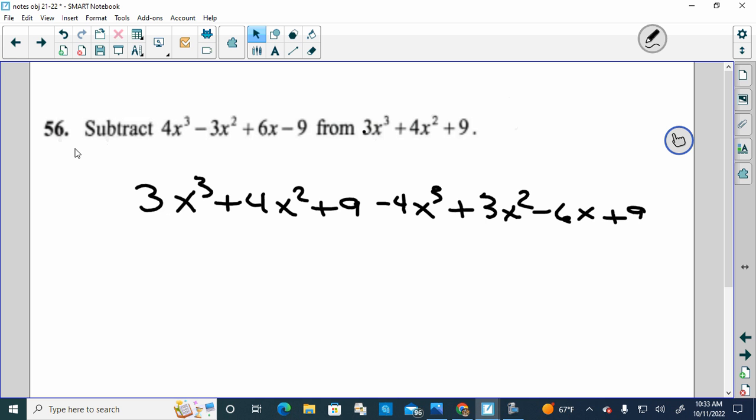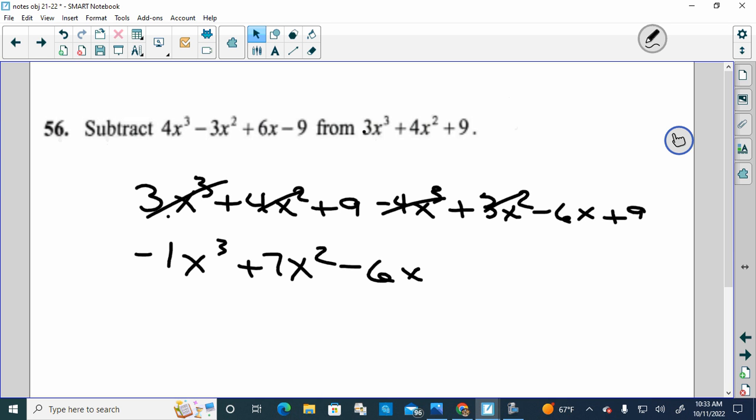Okay, largest exponent going to be a negative 1x to the third. Okay, then we have x squared, and they're both positive, so I'm adding. Okay, we got those done. And then there is only one that has an x, so it stays the same. And then the last one's going to be what? 8.